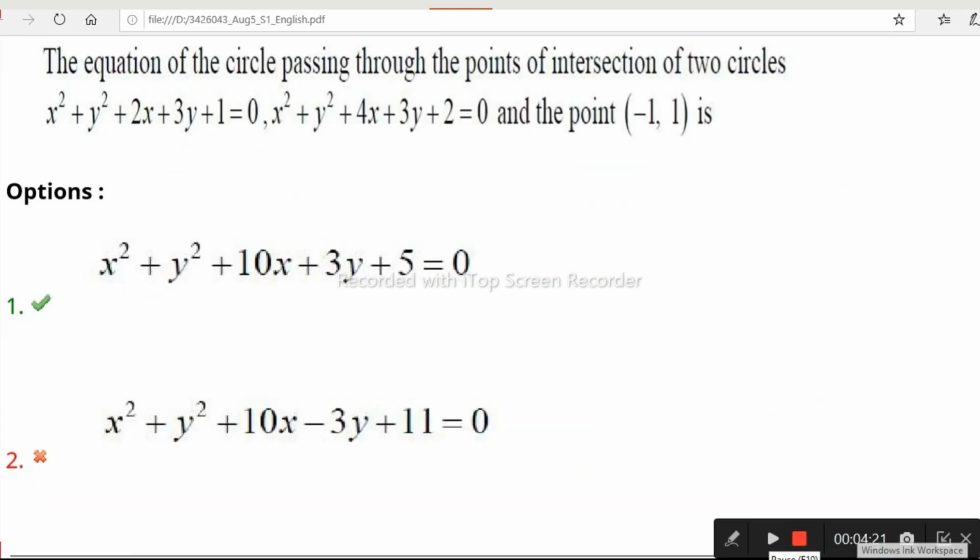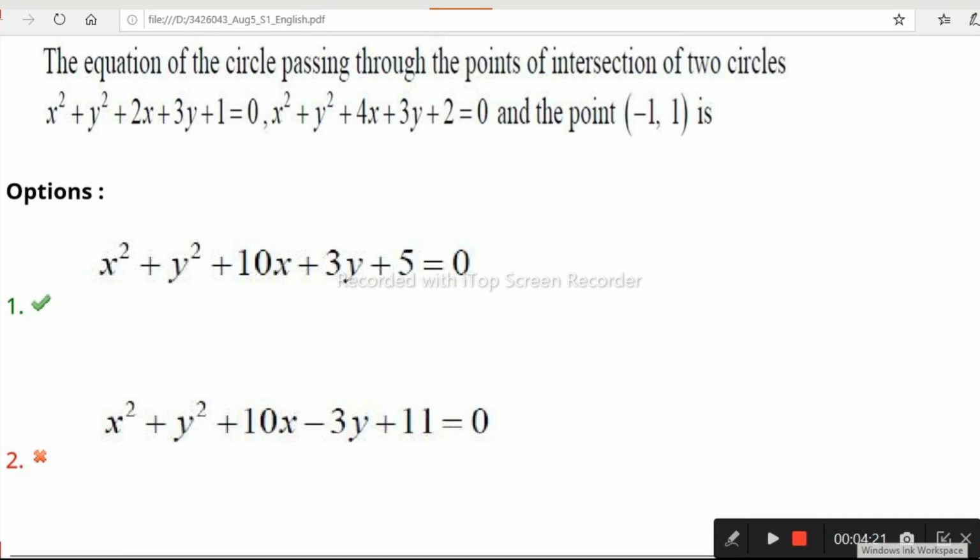Yes, look at this question. This is also one of the important models. I already did it in previous papers, and I told you then also to learn such questions. What is given here? The equation of the circle passing through the point of intersection of 2 circles and the point (-1, 1). We want the equation of the circle which is passing through the point of intersection of these 2 circles.